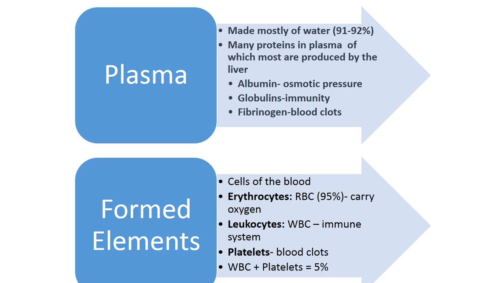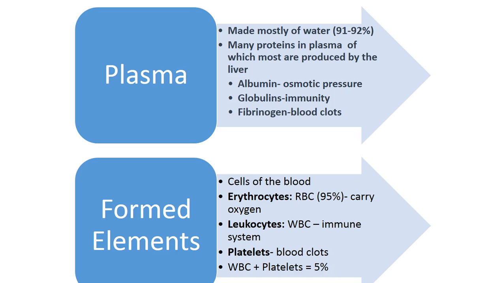There's also a lot of proteins in the plasma that most are produced by the liver. Examples include albumin, globulin, and fibrinogen. Fibrinogen we will talk about. It helps your blood clot. And then globulins, you've probably heard of antibodies. That's just a more technical word for them.